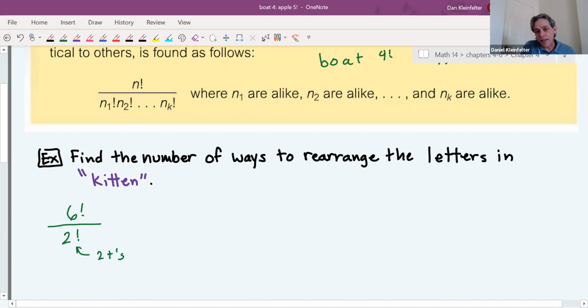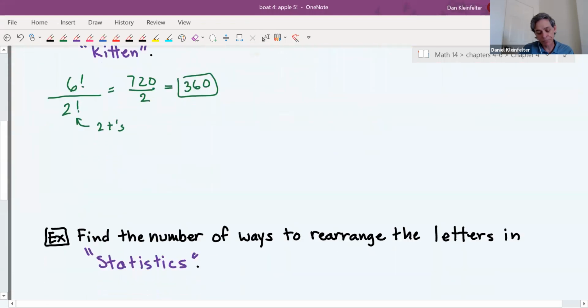Why are we dividing? Because 6 factorial is 720, right? But there aren't 720 different ways to misspell kitten that are going to look different, because each time you swap the 2 T's, that doesn't generate a different looking word. So that's why we end up dividing by 2, and that's just going to equal 360. So there's just 360 ways of making that happen.